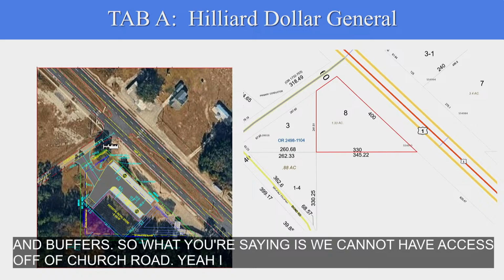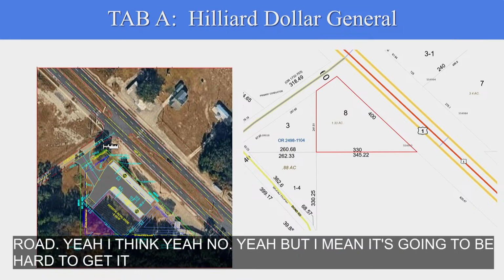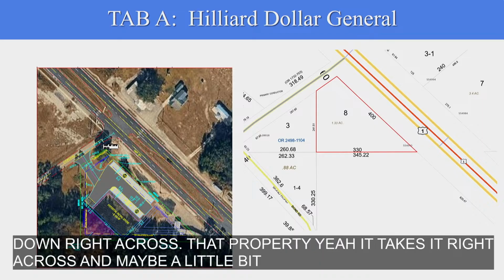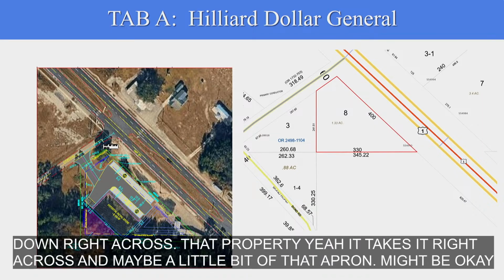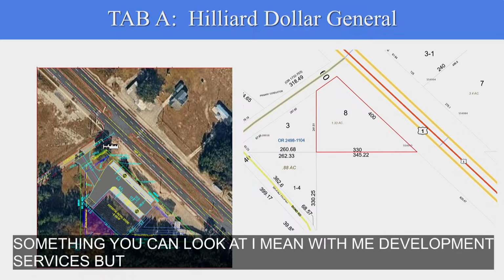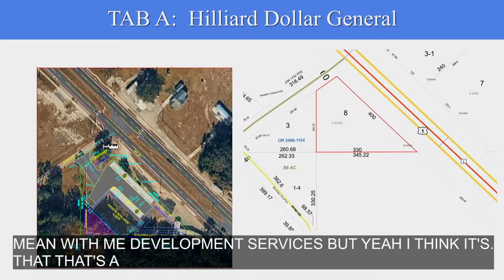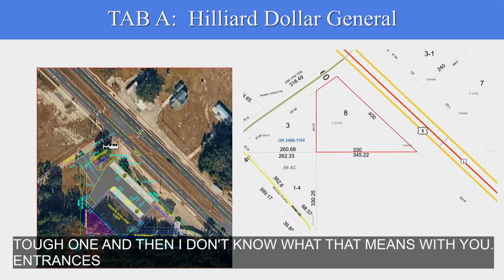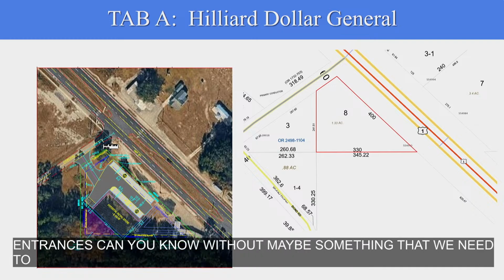Yeah, I think so. But it's going to be hard to get it. It's tough because when you look at it, it takes it right across that property. Maybe a little bit of that apron might be okay, but that's something you could look at with development services, but I think that's a tough one. And I don't know what that means with you. Entrances may be something that we need to speak about more offline.